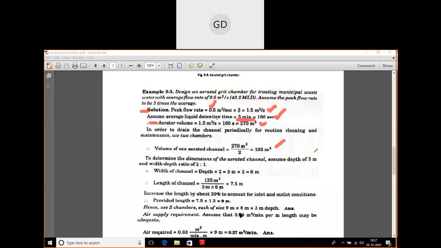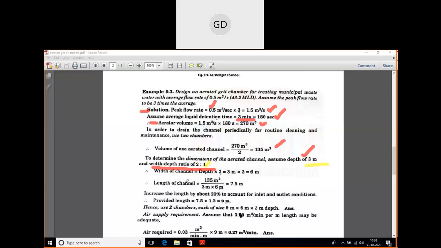Now you need to find the dimensions again, since you are designing the grit chamber. You have to find the length, width and depth. To determine the dimensions of the channel, they assume the depth of the channel to be 3 meter and the width to depth ratio to be 2 is to 1. You will get all these values in the notes, so please go through the note.